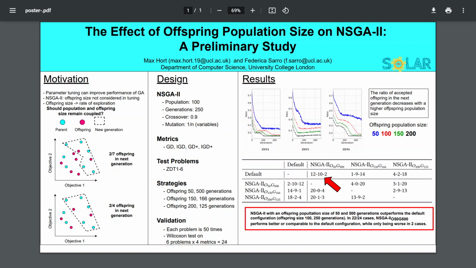Good afternoon and welcome to this poster presentation on the effect of offspring population size on NSGA-II, a preliminary study by Max Hort, which is me, and Federica Sarro, both from the Department of Computer Science at University College London and the Solar Research Group.